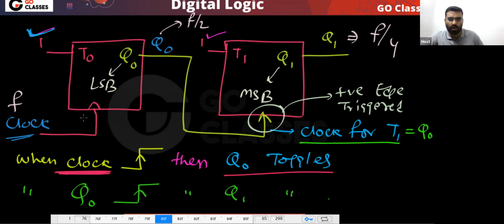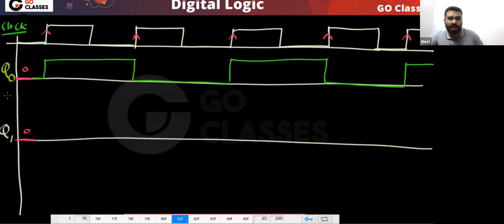So when the clock goes from 0 to 1 and this input T is equal to 1, this T equal to 1 is fixed, it means this output will toggle for every rising edge. Very simple, extremely simple.